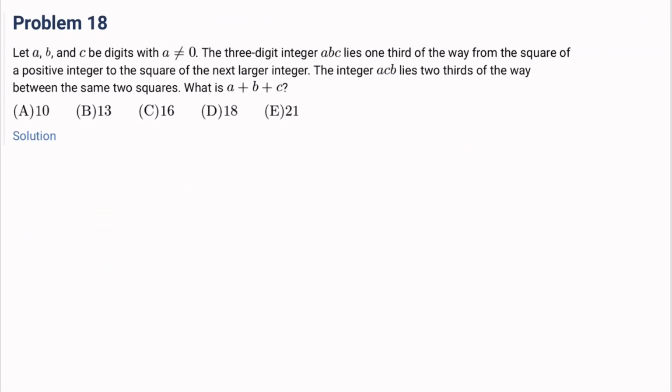Number 18. Let A, B, C be digits with A not 0. The 3-digit integer ABC lies 1/3 of the way from the square of a positive integer to the square of the next larger integer. The integer ACB lies 2/3 of the way between the same 2 squares. What is A plus B plus C?